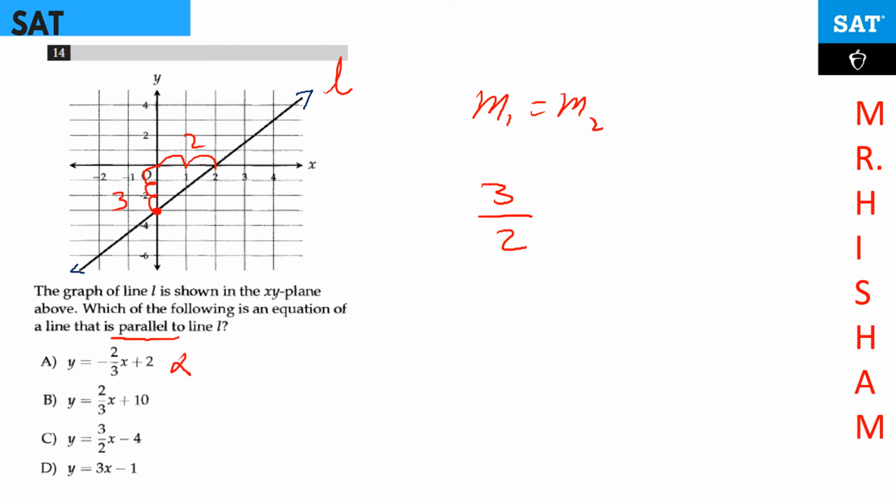So it cannot be A, it cannot be B, it cannot be D. So I'm sure that the answer is what? C. The intersection point for the point here is negative 4. So the straight line will be parallel to L and passing through the point negative 4. So the right answer is C.